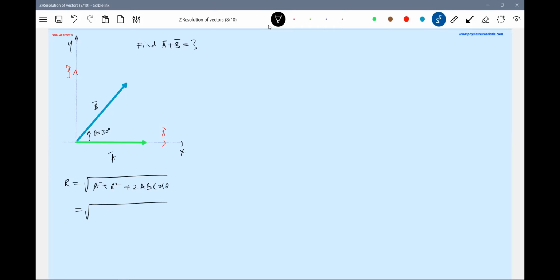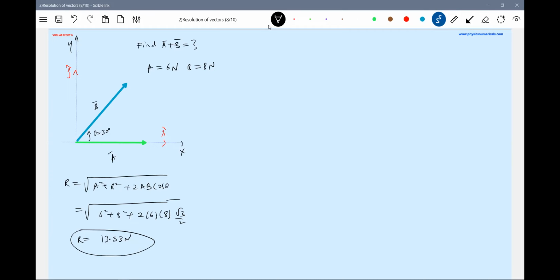Let me substitute all the values. A is 6 Newton, B is 8 Newton. So this will be the square root of 6 square plus 8 square plus 2 into 6 into 8 into cos 30, which is root 3 by 2. Solving this, we get 13.53 Newton. This is the resultant.